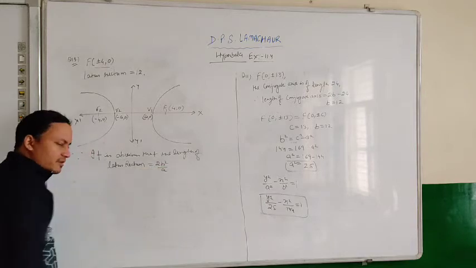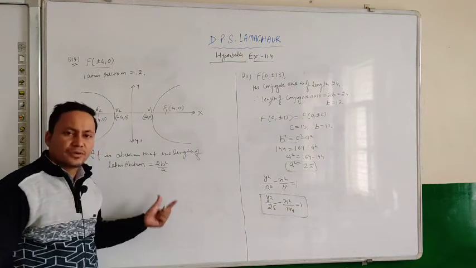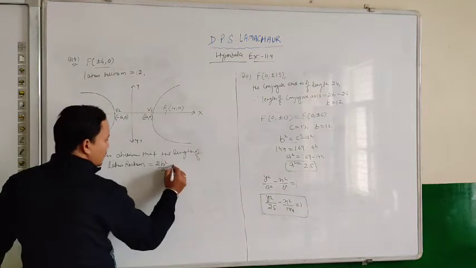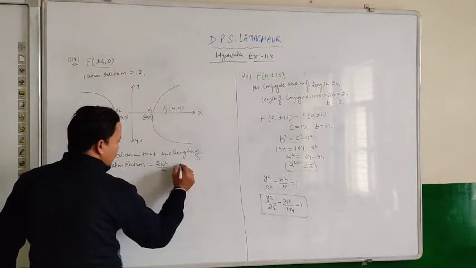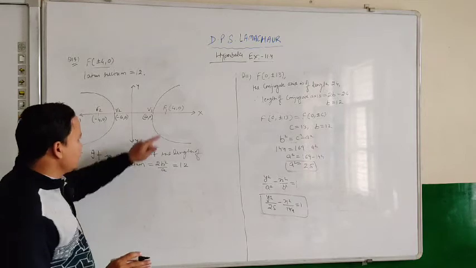We know the formula of the length of the latus rectum. I also proved how the length is 2b square upon a. I have proved it in my previous video, so you can watch that video. So this has been given as 12. Okay, so here, as we know, the value of c has been given.